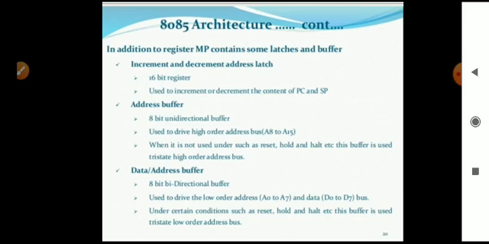Data address buffer is again an 8-bit bidirectional buffer. It is used to drive the lower addresses, that is A0 to A7, as well as the 8-bit data D0 to D7. This also does not work in a reset condition, hold condition, or halt condition. At the same time, if any one of these situations occurs, the data bus is also tri-stated.